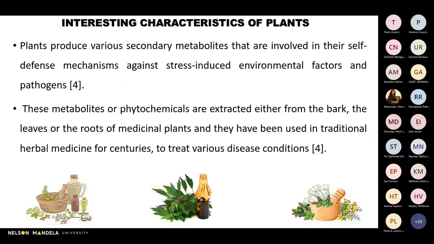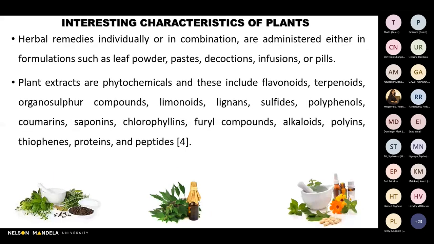So plants produce various secondary metabolites that are involved in their self-defense mechanisms against stress-induced environmental factors and pathogens. These metabolites are phytochemicals that are extracted either from the bark, the leaves, or the roots of medicinal plants, and they have been used in traditional herbal medicines for centuries to treat various disease conditions. Herbal remedies, individually or in combination, are administered either in formulations such as leaf powder, paste, decoctions, infusions, or pills. Plant extracts are phytochemicals, and these include flavonoids, terpenoids, organosulfur compounds, amongst others.